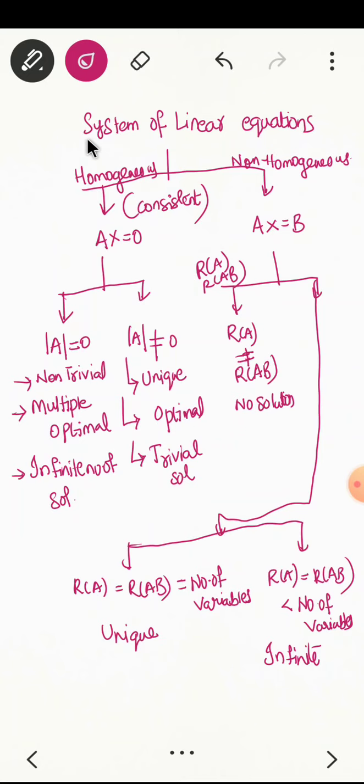I will explain quickly. See, listen. System of linear equations, there may be two different questions they will give. One is Ax equal to 0 and other is Ax equal to B. For Ax equal to 0, what you have to do, you have to find determinant. If it is equal to 0, non-trivial. If it is not equal to 0, then trivial. If for Ax equal to B, you have rank of A and rank of AB. If both are equal, then there will be two cases. Equal to number of variables means unique, less than number of variables means infinite. If both are not equal, then there is no solution. So if you remember this chart, you can solve all the problems of system of linear equations.